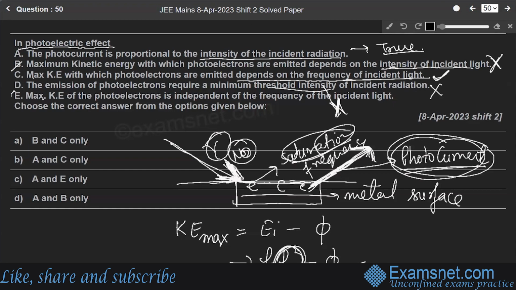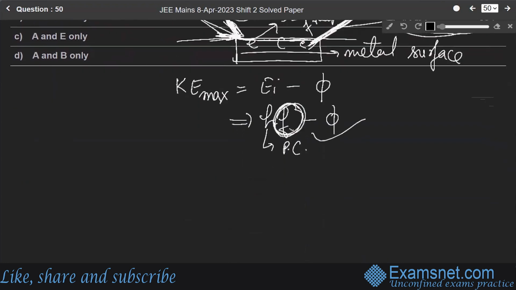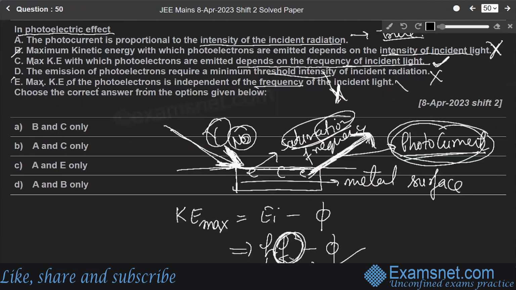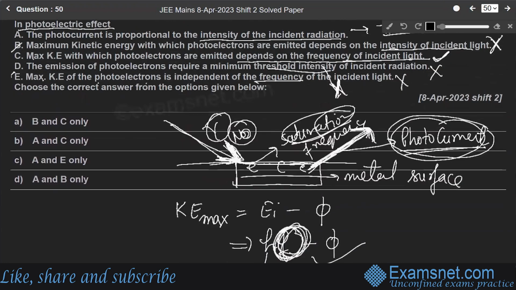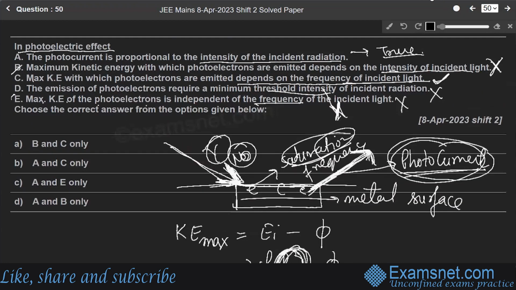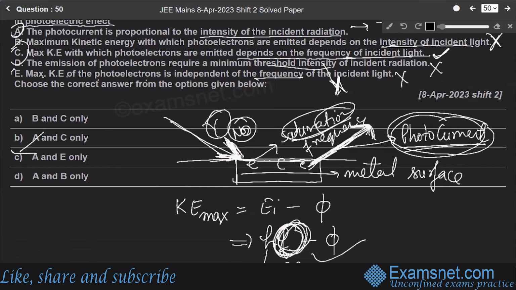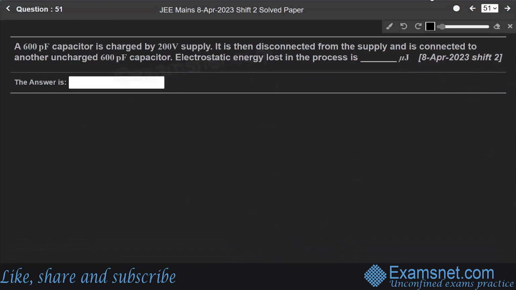Statement E is that the maximum kinetic energy of photoelectrons is independent of the frequency. This statement is wrong. Why? It depends on the frequency, not independent of the frequency. So only A and C are correct. So the correct answer is option B, A and C are correct. Okay. Now moving towards the next question.